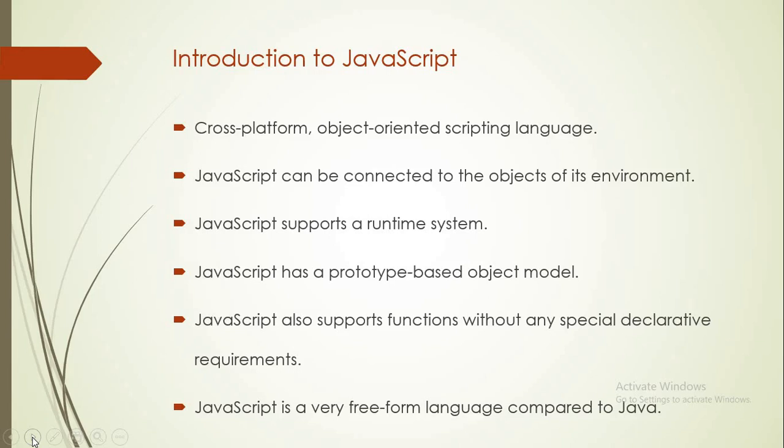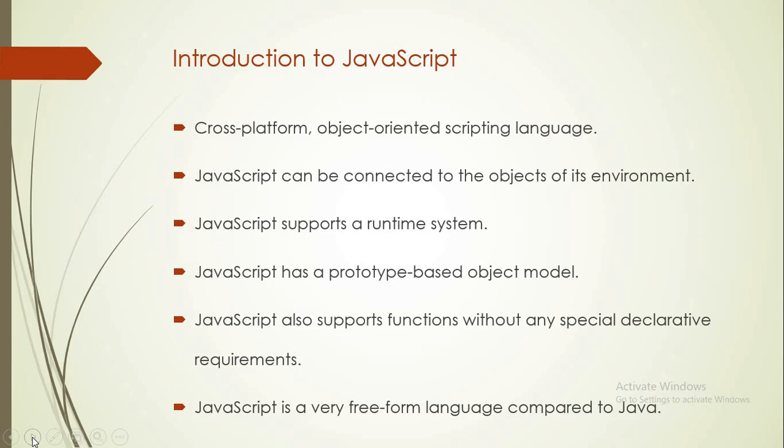And JavaScript supports a runtime system. JavaScript supports a runtime system based on a small number of data types representing numeric, boolean and string values. The prototype based model provides dynamic inheritance, that is, what is inherited can vary for individual objects. And JavaScript also supports functions without any special declarative requirements. The functions can be properties of objects executing as loosely typed methods.